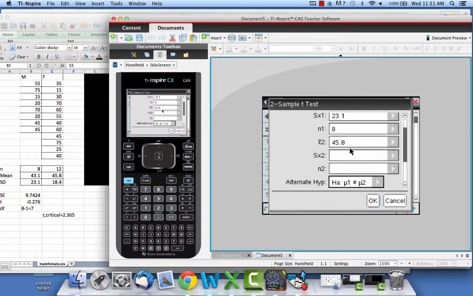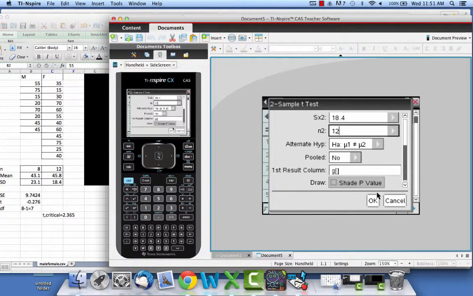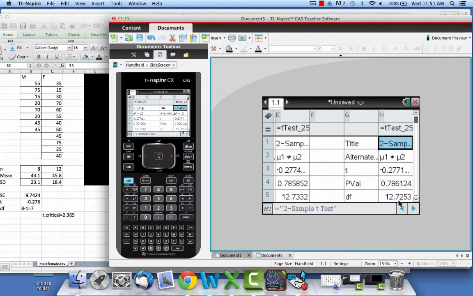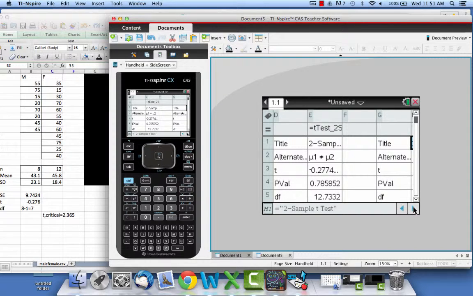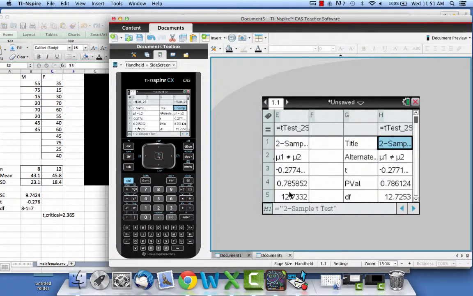Second standard deviation was 18.4, and N was 12. So now the rest of it's the same. So you see that these are the same values. Degrees of freedom. This slight variation is due to the fact that I rounded on both the means and the standard deviations.